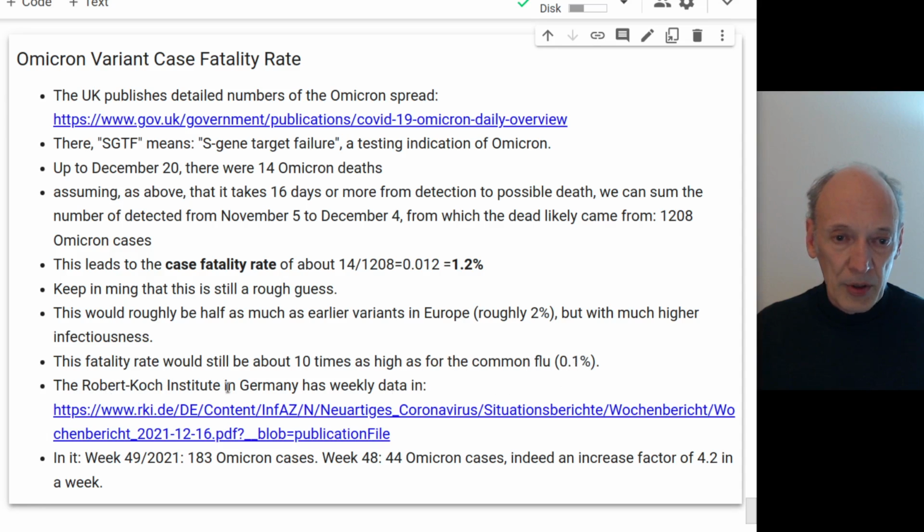The Robert Koch Institute in Germany has weekly data, so unfortunately not daily, but weekly, in this link here. And here you can see that in week 49, which is the beginning of December, we had 183 Omicron cases in Germany, and in the week before it was 44 Omicron cases. Indeed, an increase factor of 4.2 in just a week. So that actually corresponds quite nicely with this factor, with this doubling every 3 days.